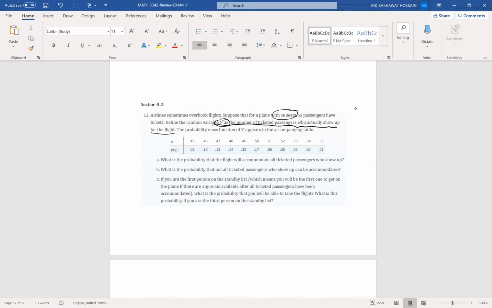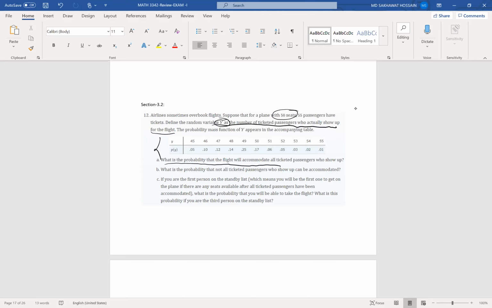The probability mass function of y appears in the accompanying table. So we are given the probability mass function. The possible values for the number of passengers who will show up are 45 to 55: 45, 46, 47, 48, and we also have 55. Because the total number of tickets sold is 55, all the ticketed passengers might show up, and then it will be a problem. Okay, so part A: what is the probability that the flight will accommodate all the ticketed passengers who show up?